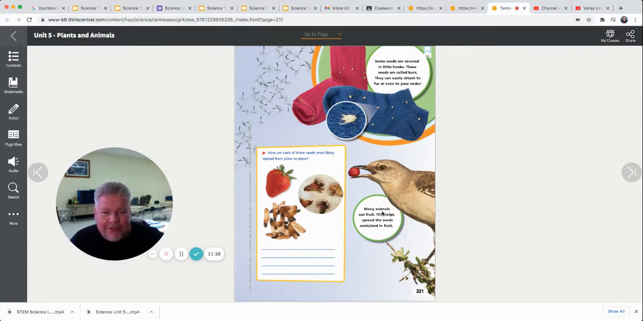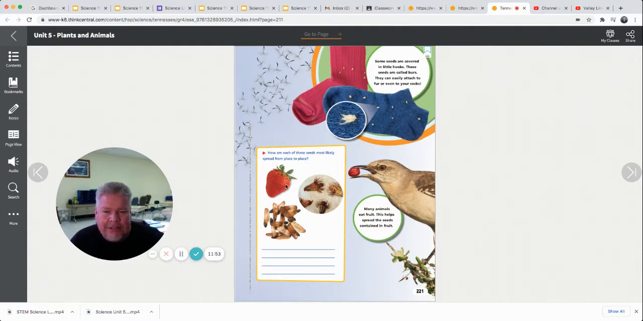Many animals eat fruit. This helps spread the seeds contained in the fruit. We talked about that. The old birdie eats that seed, then he goes to the bathroom somewhere, and that seed is deposited somewhere else. How are each of these seeds most likely spread from place to place?